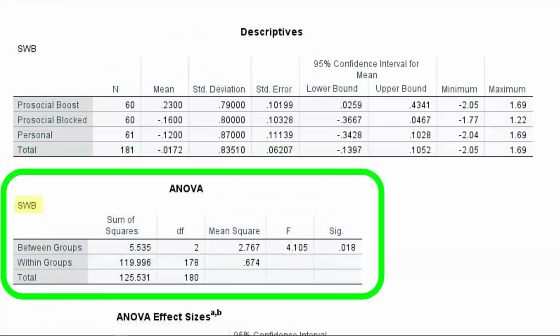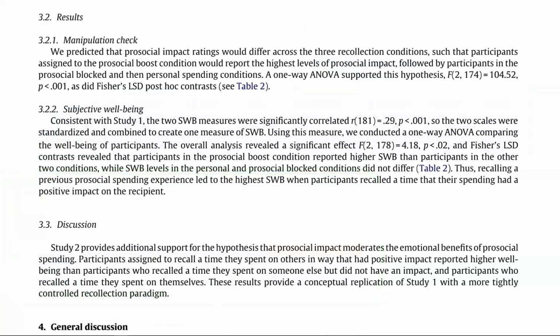We're not going to dwell too much on this. We're going to go back to that ANOVA table because importantly, we found our F statistic of 4.105 and our p-value of 0.018. So now we're going to see how you would report this in an actual paper. We're going back to Aknin and their study here, and we're going to take a look at their analysis. So they had their one measure of subjective well-being, and they write, using this measure, we conducted a one-way ANOVA. They mean a one-way independent means ANOVA, but we conducted a one-way ANOVA comparing the well-being of participants.